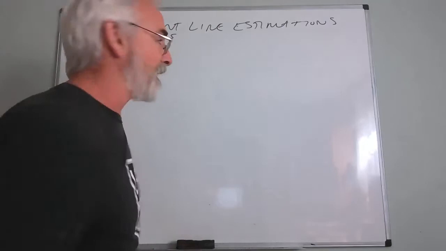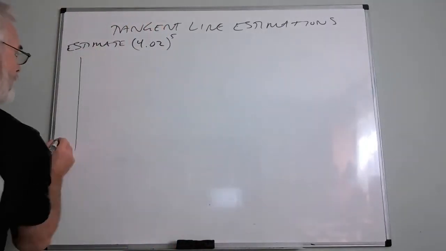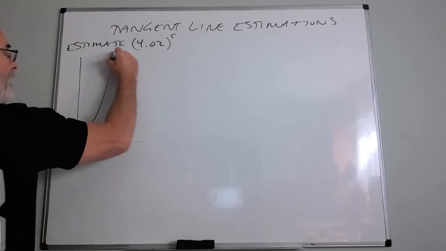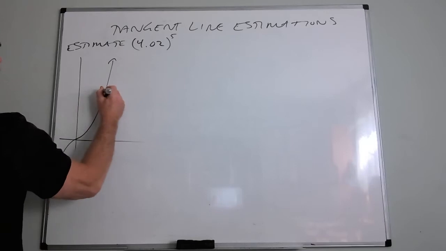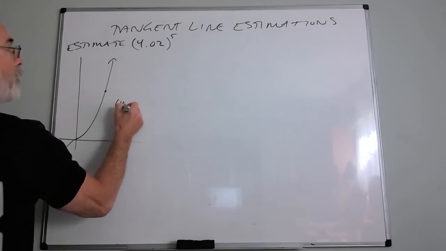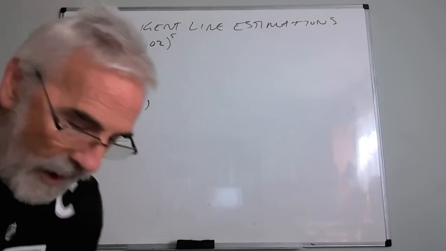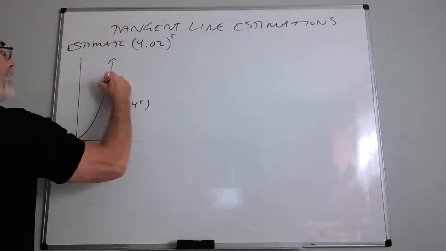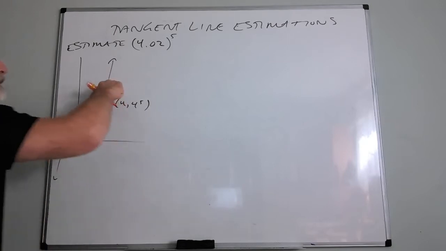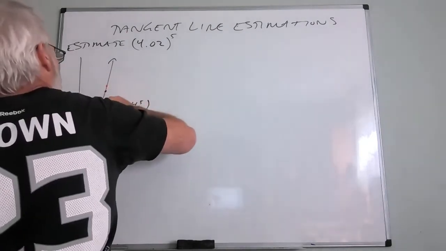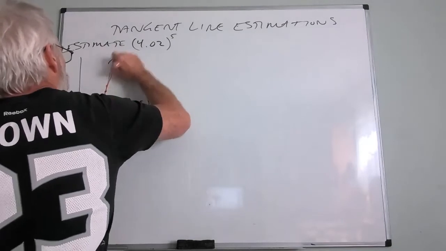So the idea of a tangent line estimation, if I considered the graph of y equals x to the 5th power, I know it's going to go up really fast. It's going to go down this way. So let's say, hypothetically, don't worry about scale. Here's the point 4, 4 to the 5th. I'm looking for the point that's really close to it, right about here. That point right there is 4.02, 4.02 to the 5th power. But what if instead I said, let's draw the tangent line to the point that I know?